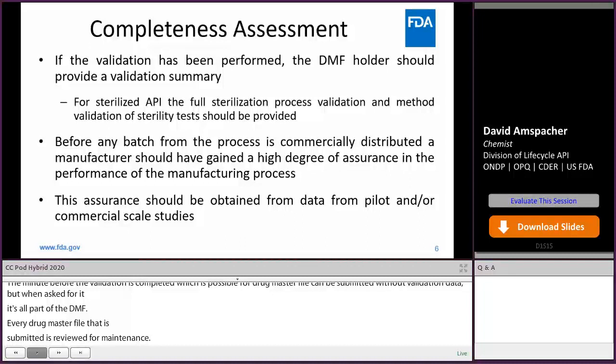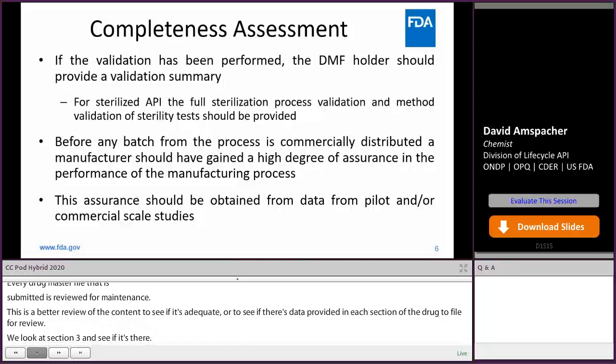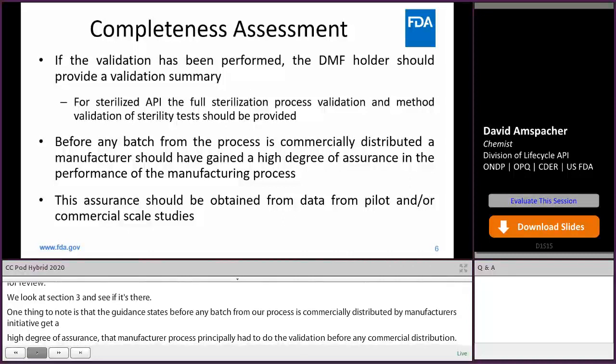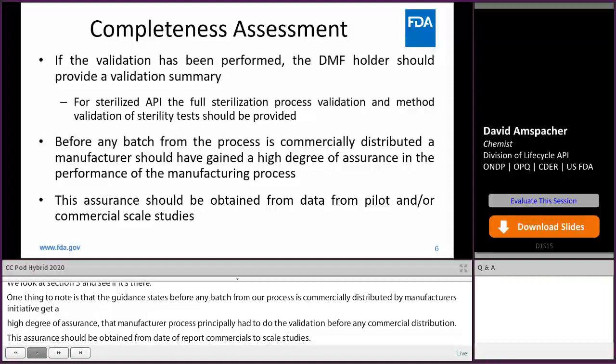One thing to note is that the guidance states before any batch from a process is commercially distributed, a manufacturer should have gained a high degree of assurance in the performance of that manufacturing process. So you have to do the validation before any commercial distribution. This assurance should be obtained from data from pilot and or commercial scale studies. Our obvious preference is that you submit data on your commercial scale studies because, as we all know, there are significant differences between the small scale experiments and kilogram production batches.